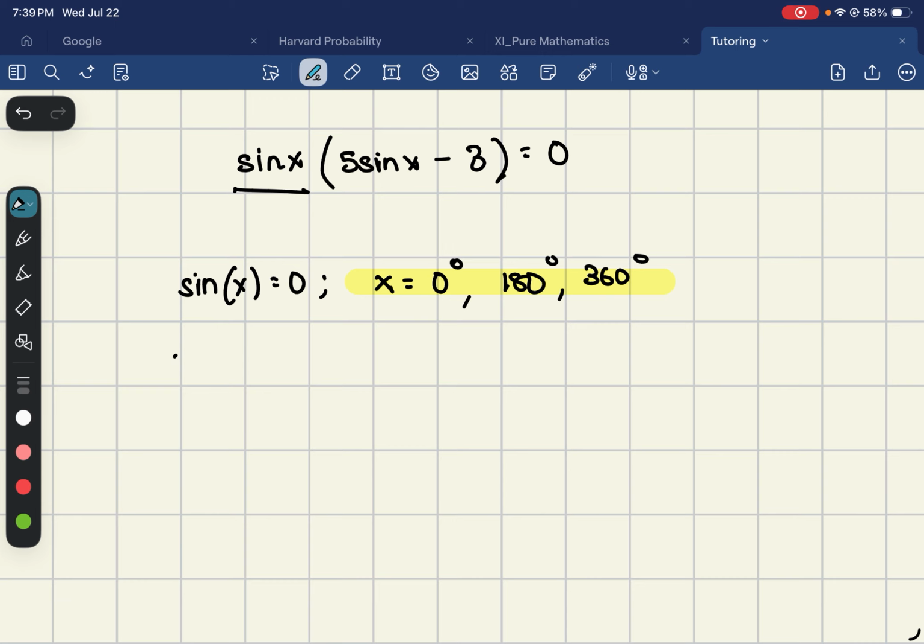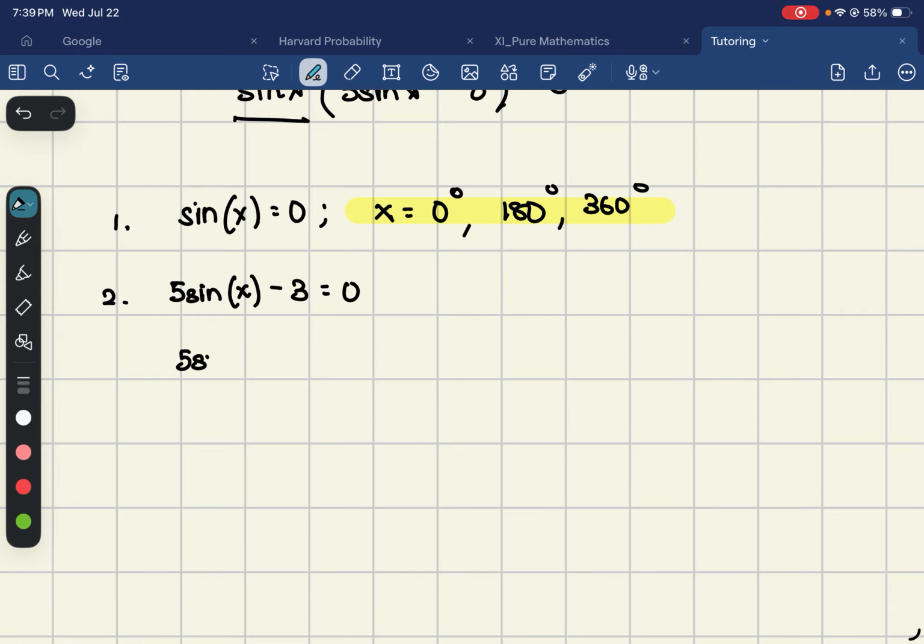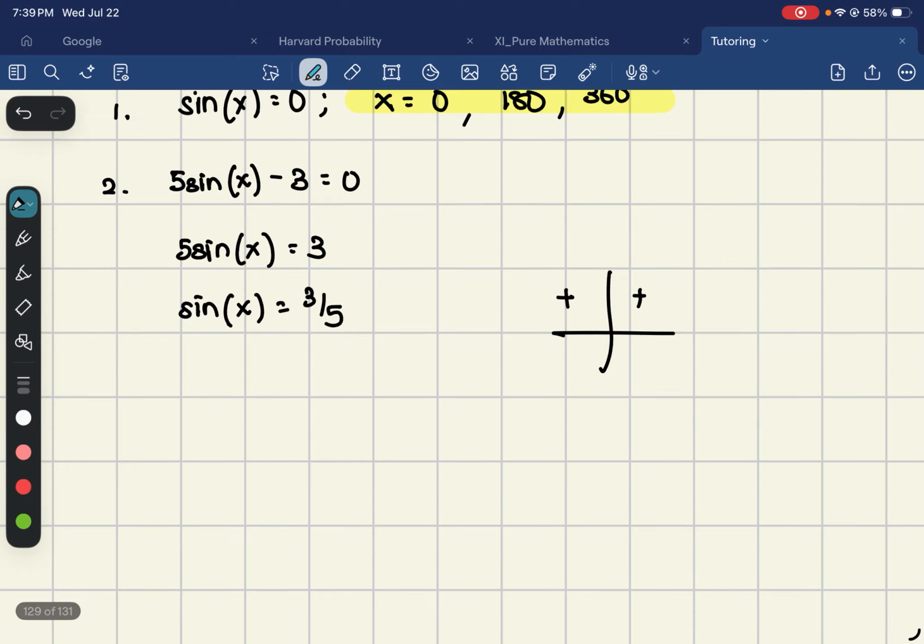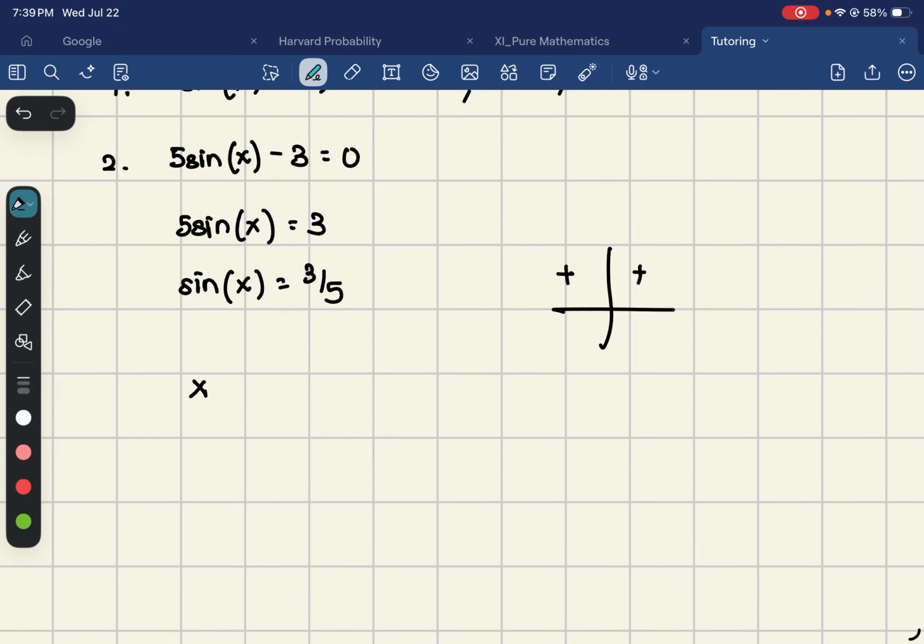The other possibility is that 5 sine x minus 3 is equal to 0. And that just means that 5 sine x is equal to 3. Sine of x is going to be 3 over 5. So sine of x is positive. When is sine positive? In the first and the second quadrant. So we are going to have 2 answers. The first answer, the acute answer, is going to be sine inverse of 3 over 5.